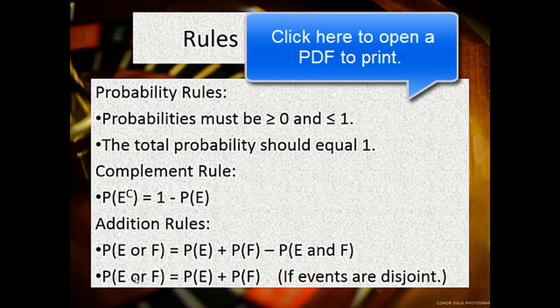In conclusion, here is a summary of the rules we've discussed. You may wish to print this page for your notes. The probability rules state that the probabilities are numbers between 0 and 1 and that the total probability is 1. The complement rule states that the probability of the opposite of an event is 1 minus the probability of the event. Finally, the addition rules tell us that to get the probability of at least one of 2 events happening, we add the individual probabilities and subtract out the overlap if there is any.